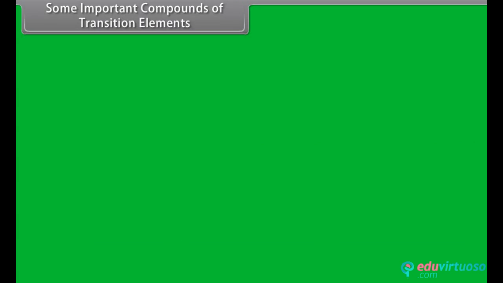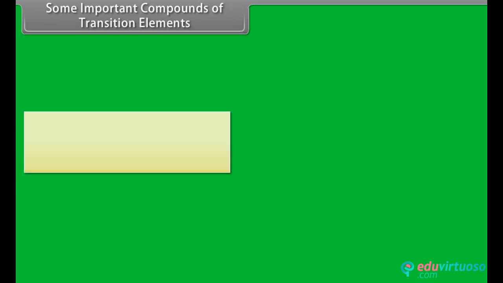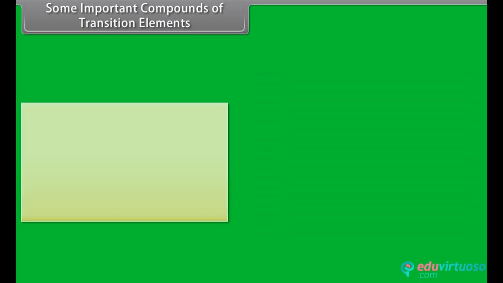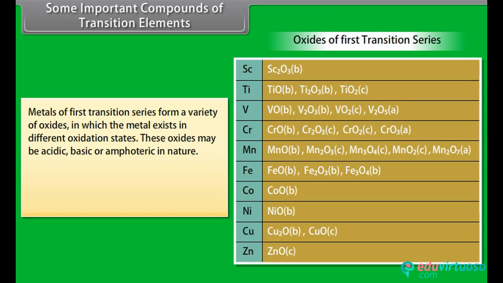Some important compounds of transition elements. The transition metals react with nonmetals such as oxygen, nitrogen, halogens, sulfur, and carbon to form binary compounds. Some of these compounds find important industrial applications. Metals of the first transition series form a variety of oxides in which the metal exists in different oxidation states. These oxides may be acidic, basic, or amphoteric in nature.